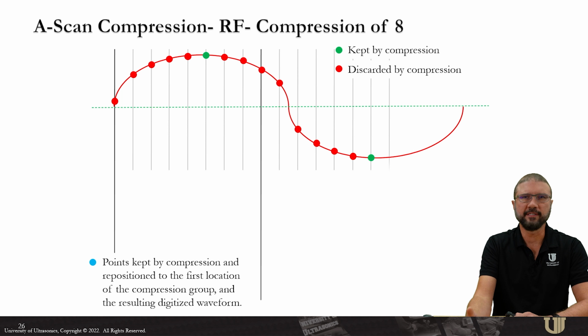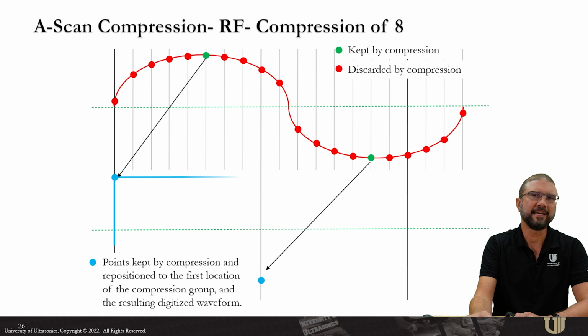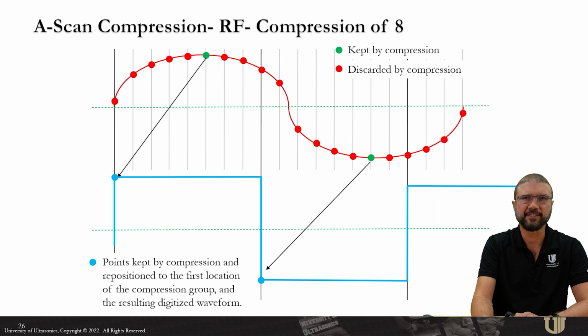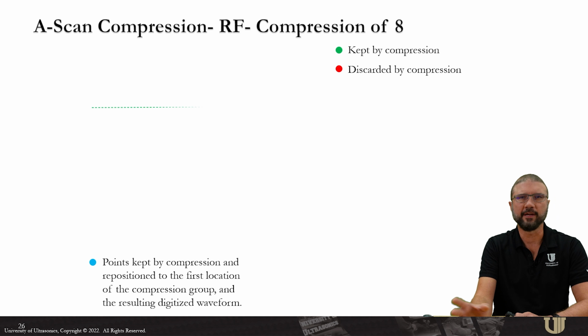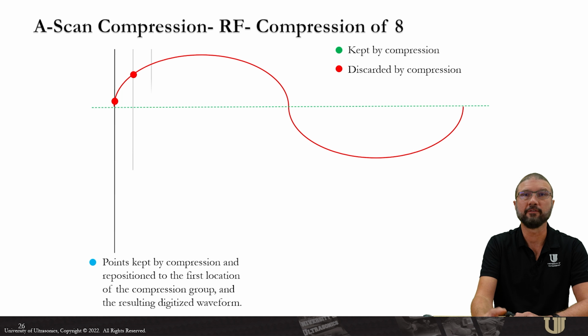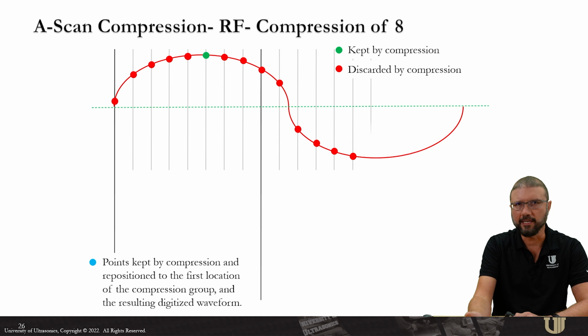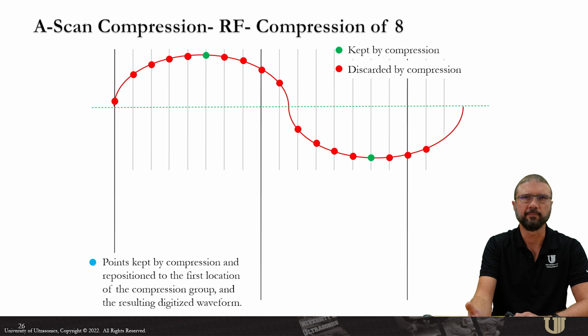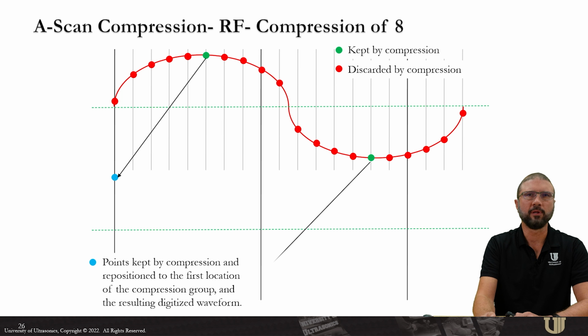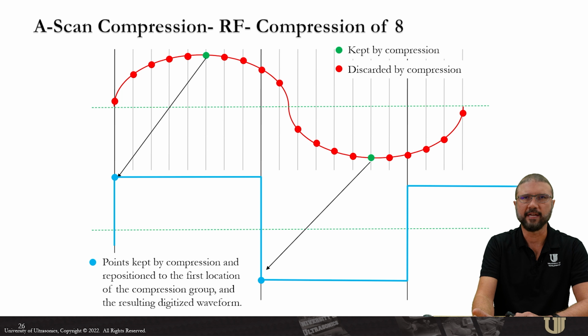So there's not always equal spacing between the green samples that we keep. So in order to maintain equal spacing on our compressed A scan, the green ones get repositioned to the location of the first one in that group. And again, I describe this process as keep the high, drop the low, reposition. The relevant samples are then plotted as seen on that bottom blue example.